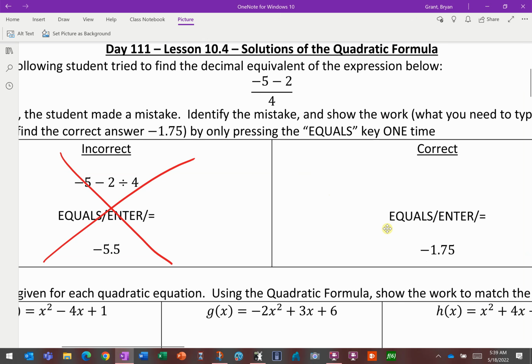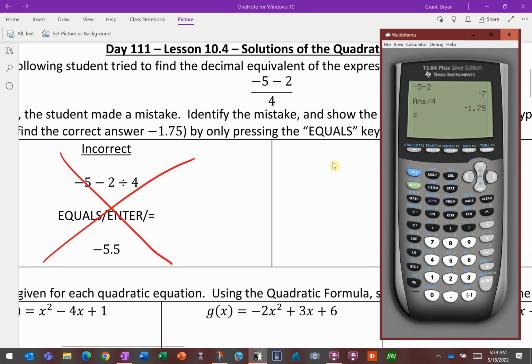And they are correct. But in this problem, I would like you to get the negative 1.75 by hitting enter only one time. And I had to hit enter or equals twice. I did it once for negative 7 and again for negative 1.75. So how do we do all this math at once and not get the wrong answer?